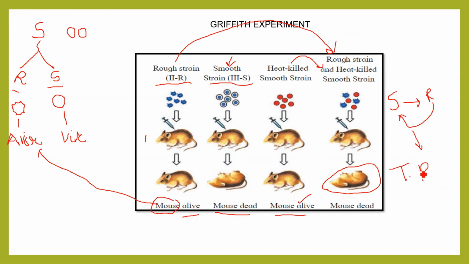Griffith was not at all aware of what this transforming principle was. He just said that there is something responsible, and he gave the name transforming principle. So in the Griffith experiment, this word is very important, the transforming principle. Once Griffith concluded his experiment, other scientists developed interest and were very curious to know what this transforming principle is, whether it is DNA, RNA, proteins or something else. So let's see the other experiments of these scientists.